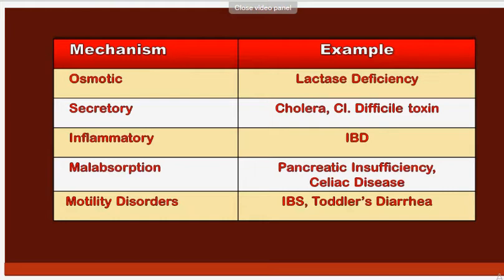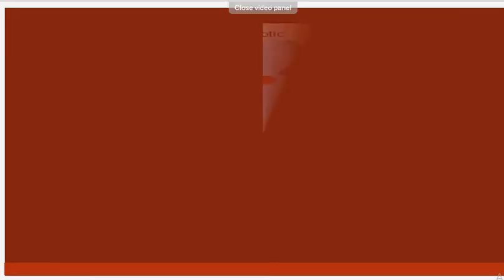The fifth mechanism is motility disorder. Motility disorder may be hypermotility or hypomotility. So we can find it in irritable bowel syndrome and in toddler diarrhea, which we can also call chronic non-specific diarrhea. These are the different mechanisms.